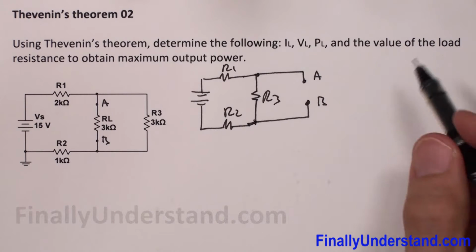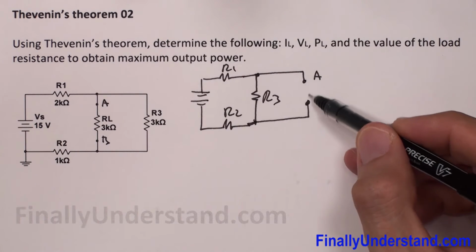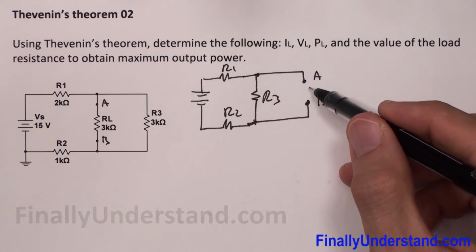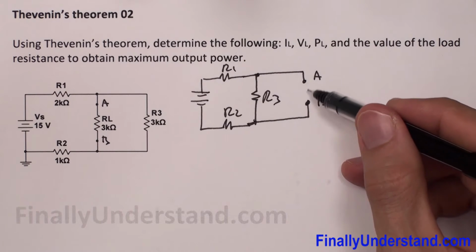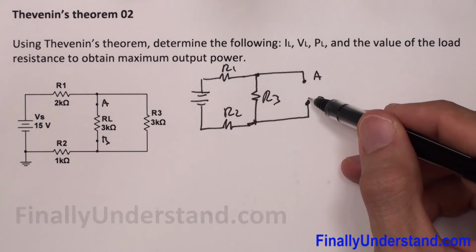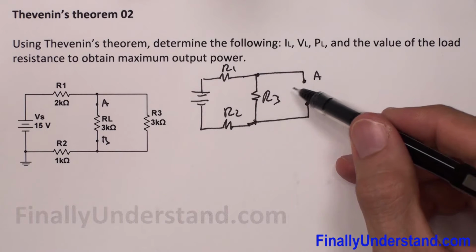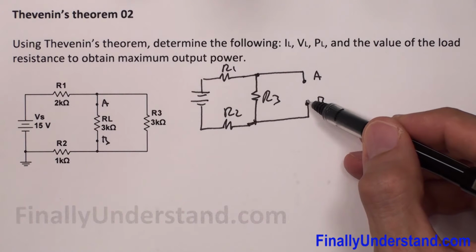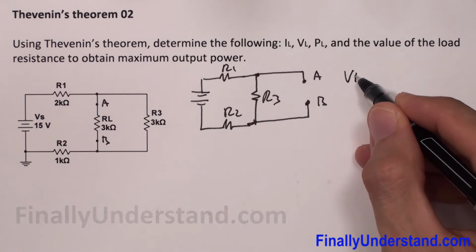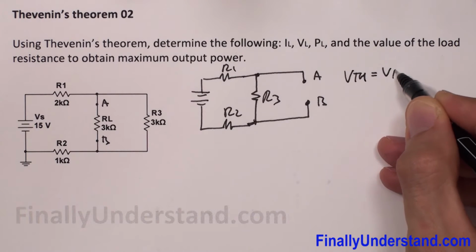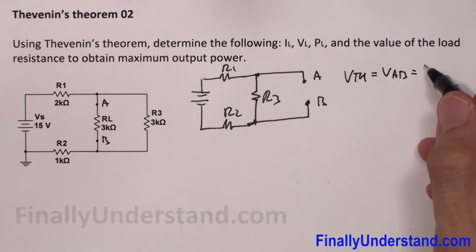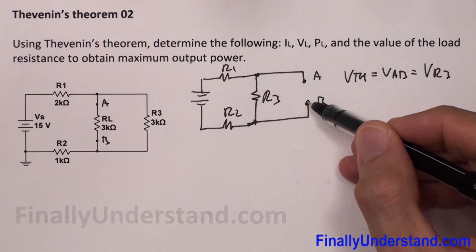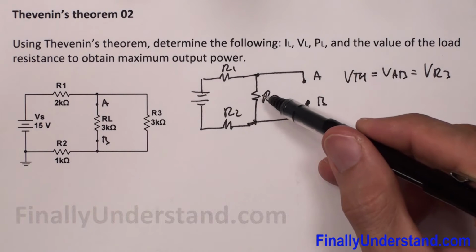Okay, so now we're supposed to find the voltage between these 2 points. Please notice that we have an open circuit, so current is not going to flow because it's going to recognize it like a very large resistance. So voltage across resistor R3 is going to be equal to the voltage between these 2 points. So I can say that my VTH, Thevenin, which is equal to VAB, is going to be equal to VR3.